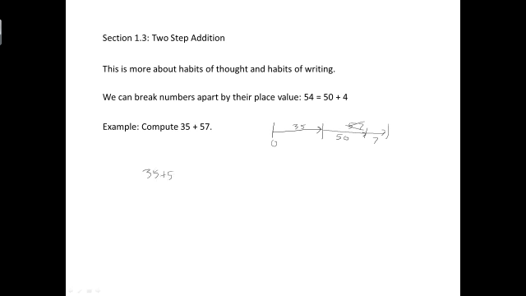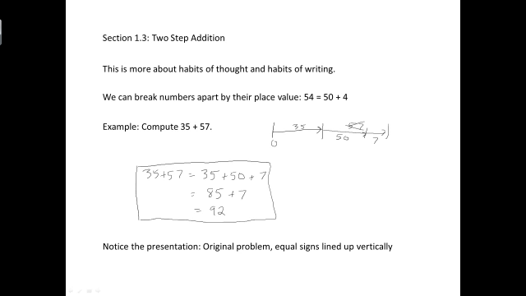35 plus 57 equals 35 plus 50 plus 7. 35 plus 50 is 85, and we still have to add the 7. 85 plus 7 is equal to 92. Notice the presentation of this calculation. We start off with the original problem, an equal sign, and then our first manipulation. From there, we keep our equal signs lined up vertically going down the page, and we try to keep every line neatly written.